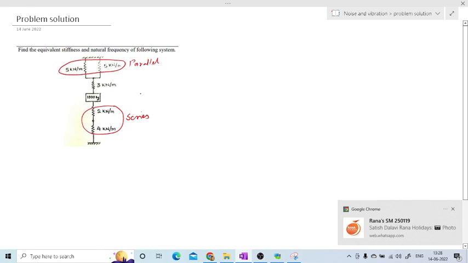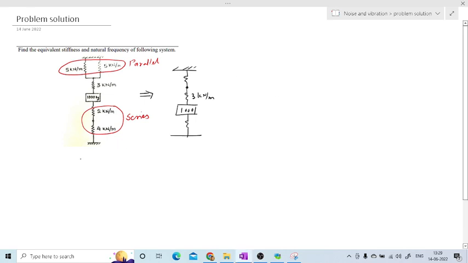So after solving this problem will reduce to a single spring for this one, then the next spring of this 3 kilonewton per meter, then we have mass of 1000 kg, and here we will get the equivalent for series combination, and that we will have to solve. Now to solve this one, first for this first figure I will have to solve the parallel combination.